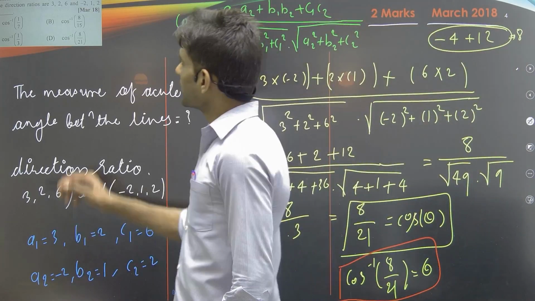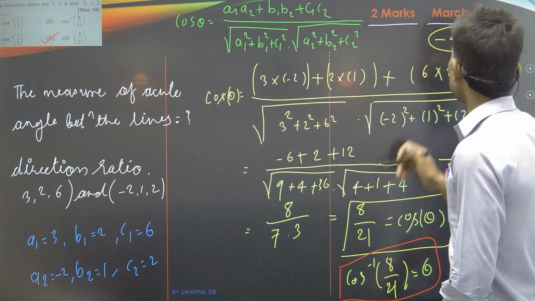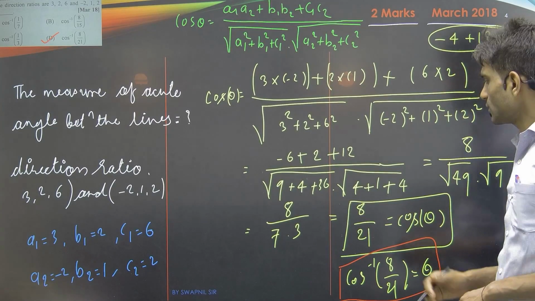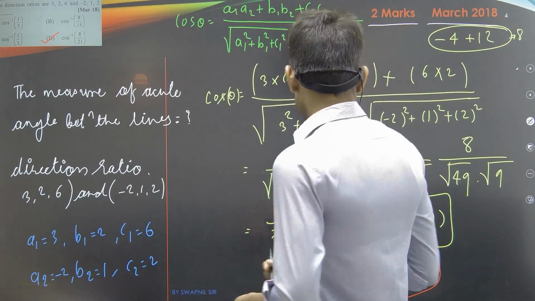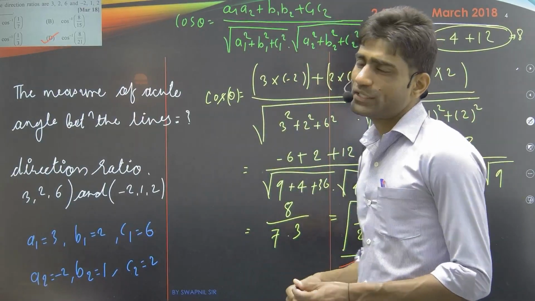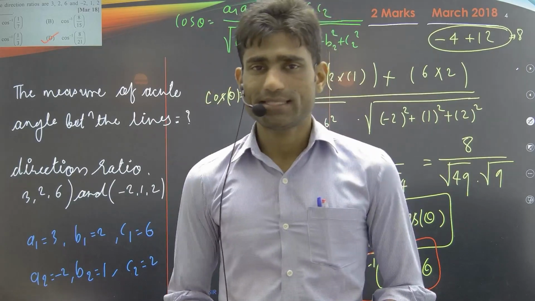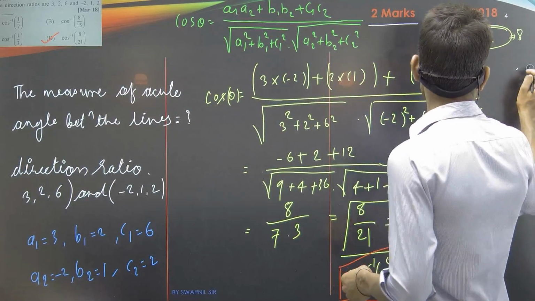Now see that our option number D is correct here. Question asked in March 2018 board exam for 2 marks. So nothing is difficult here, we just need to proceed with the value for cos inverse of theta. So you will get the required answer. I hope you all have understood. Now let's move to the next question.